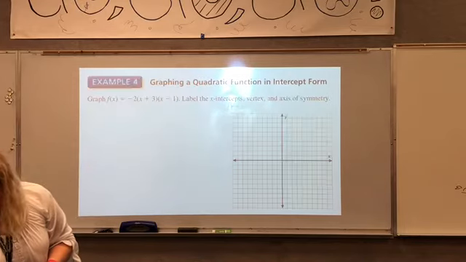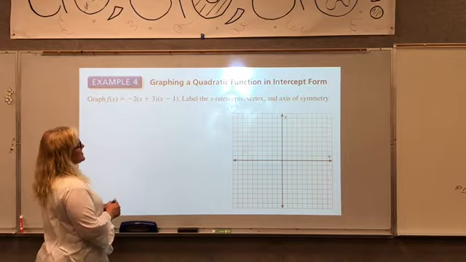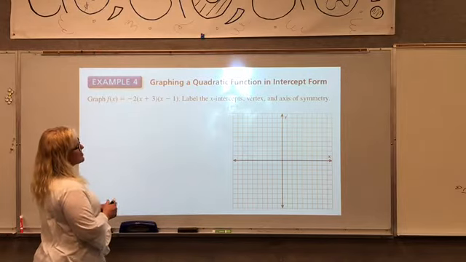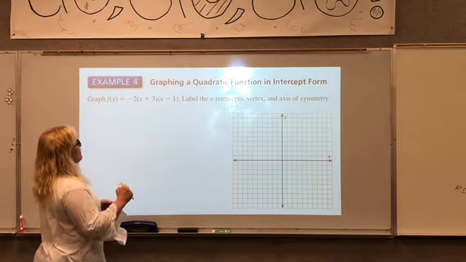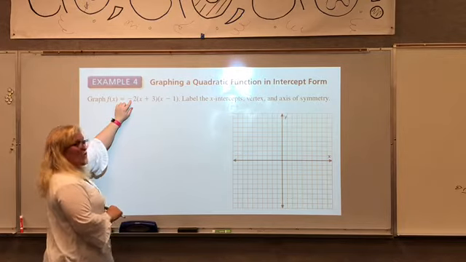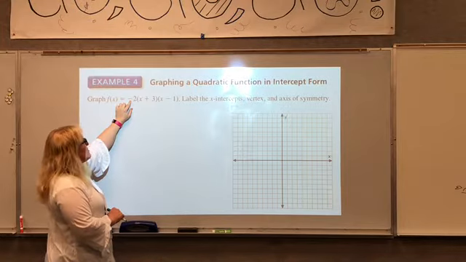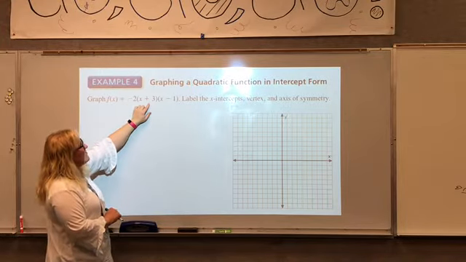All right, so let's look at an example. Again, that's going to be the easiest thing. So it says, okay, label the x-intercepts, vertex, and axis of symmetry when we graph it. So, okay, first of all, I notice that it's going to open down. This is negative, it's frowning. It's going to open down.